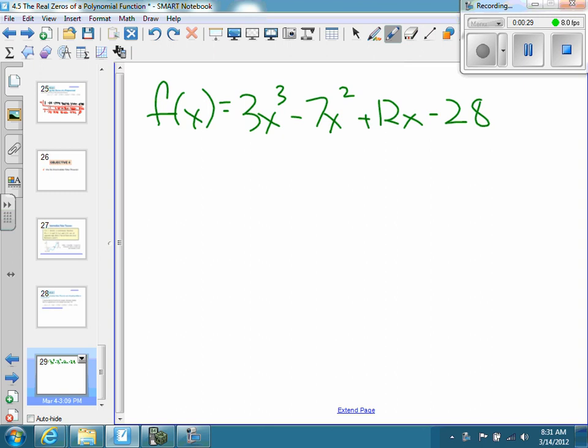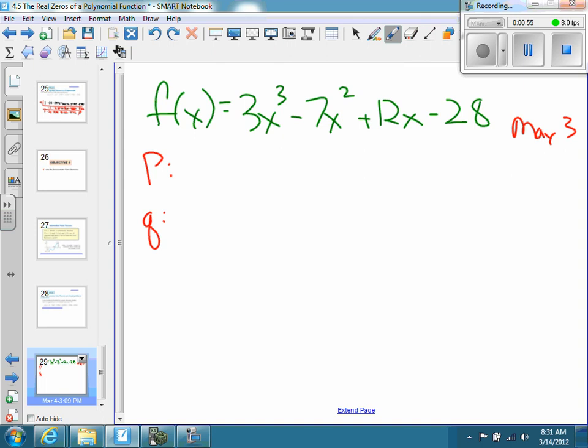2 turning points, 3 rational zeros. So we can have at most 3. So maximum 3. So let's mind our p's and q's. So our p's and our q's.